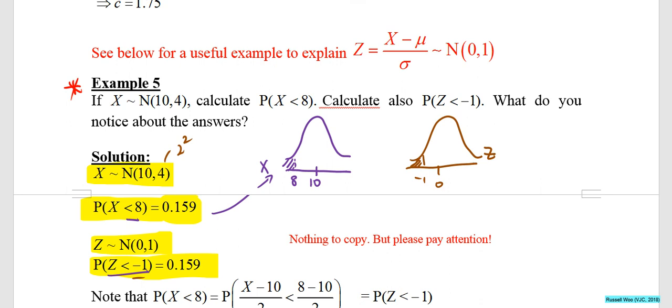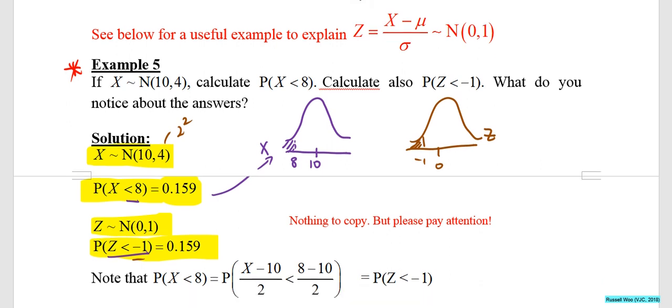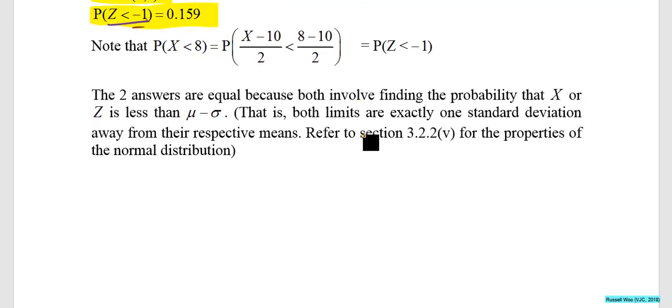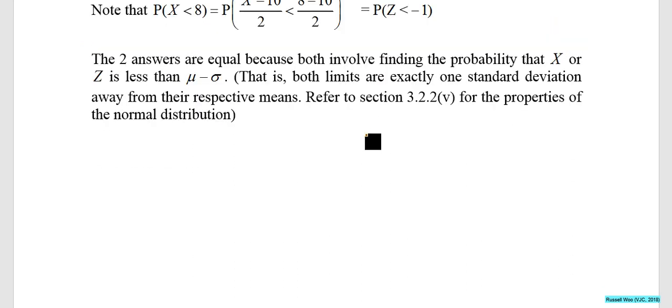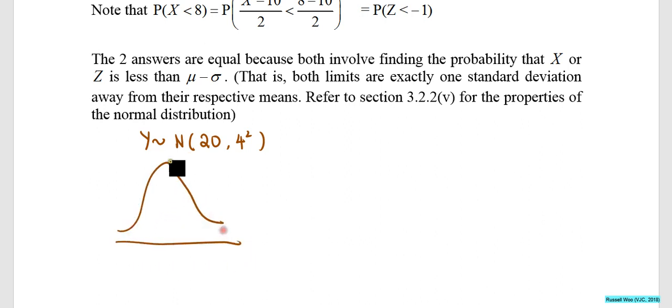What if the numbers are not so nice? Okay, let me explain now. So let us use another example. Don't need to copy, we just listen, all right? Let's say the mean is 20 and the variance is 4 squared. This graph will obviously look like this. This is 16, this is 24.